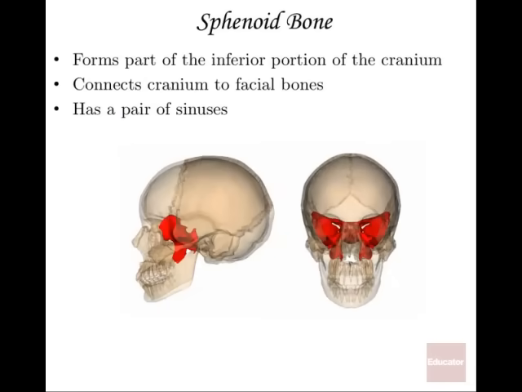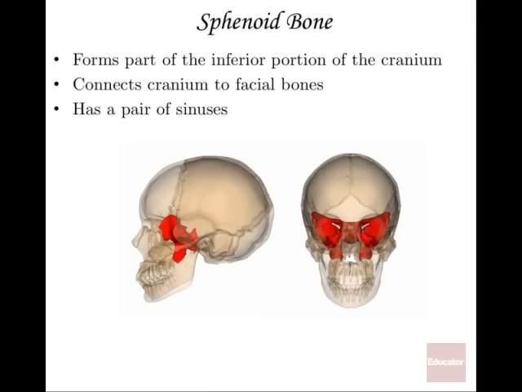Next, the sphenoid bone. We're getting towards the end of the cranial section of this presentation, but I like to nickname this the bat bone. Sphenoid. It looks like a bat to me. If you look at this particular image, we're looking straight through the back of the skull. You can see how it kind of has these wings. It looks almost like a bat.